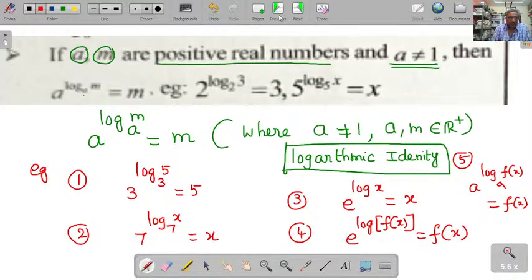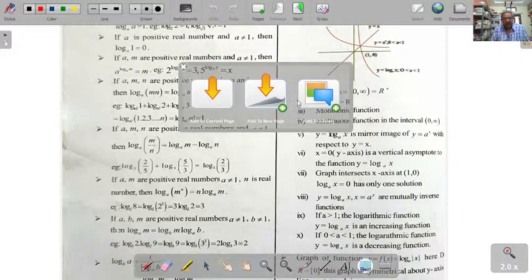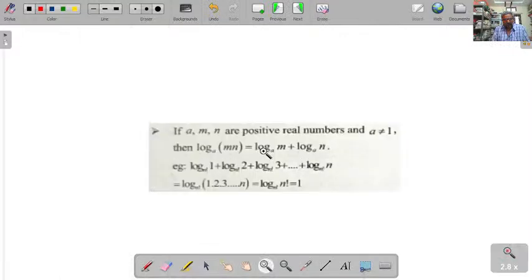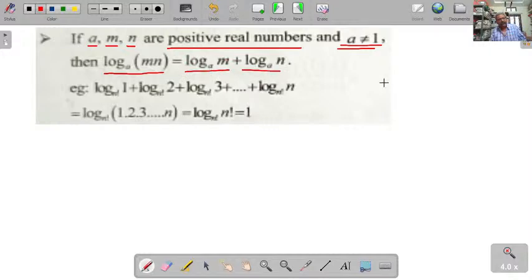Right. So next concept. Let's have a discussion on next concept. See this one. Okay. So first let me read this concept, then go for the explanation. If a, m, n are positive real numbers and a does not equal 1, then logarithm of mn to the base a is equal to logarithm of m to the base a plus logarithm of n to the base a. So that means this is called actually product rule.